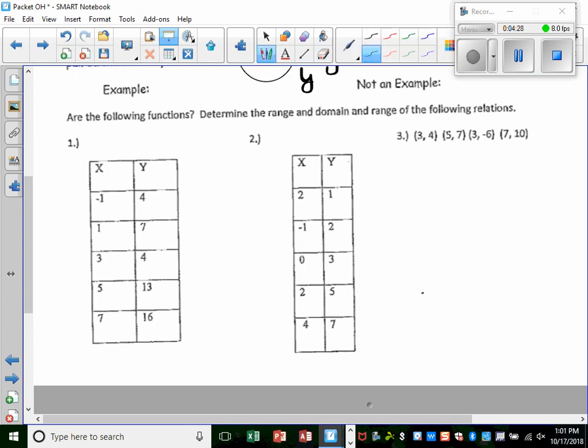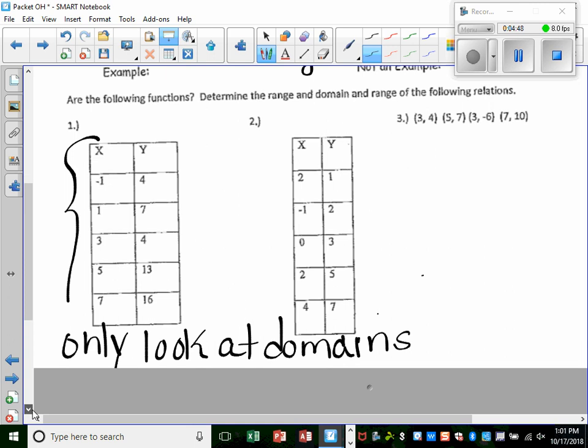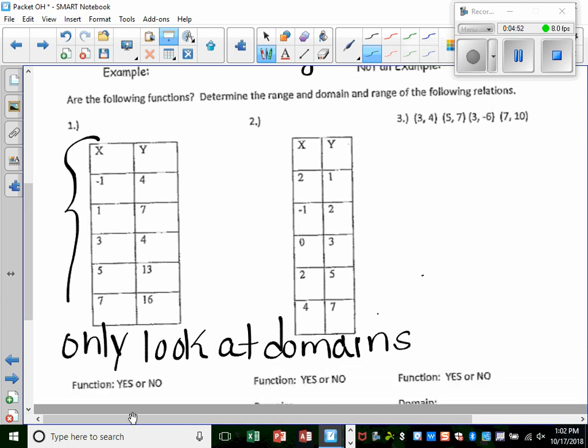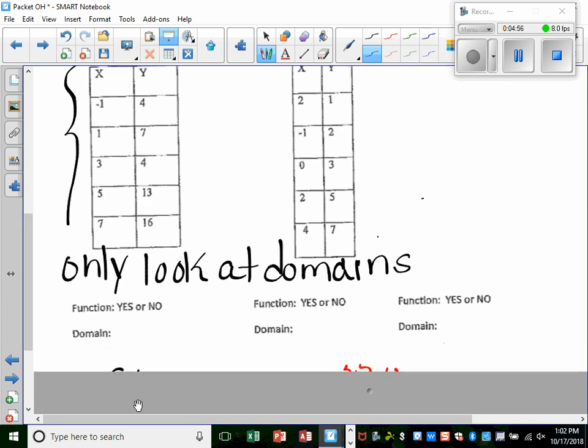So this particular table, when you're determining whether or not it's a function, only look at the X values or the domains. Okay, there's no reason to look at the ranges, right? And guys, I know I probably will say that again, when you're trying to determine whether or not it's a function, you only look at the domains. You do not look at the ranges. Okay, that's going to be very important.